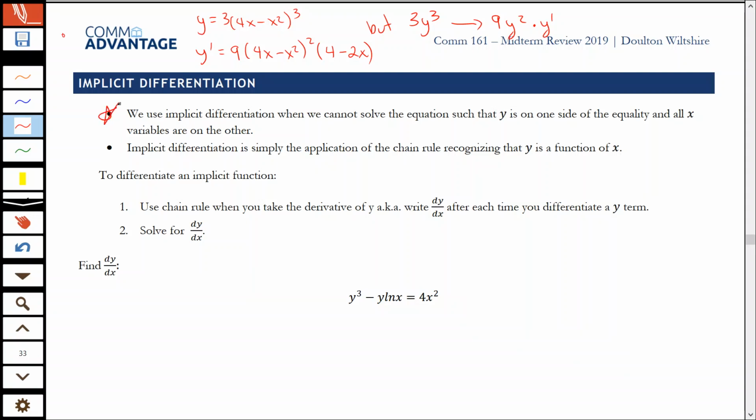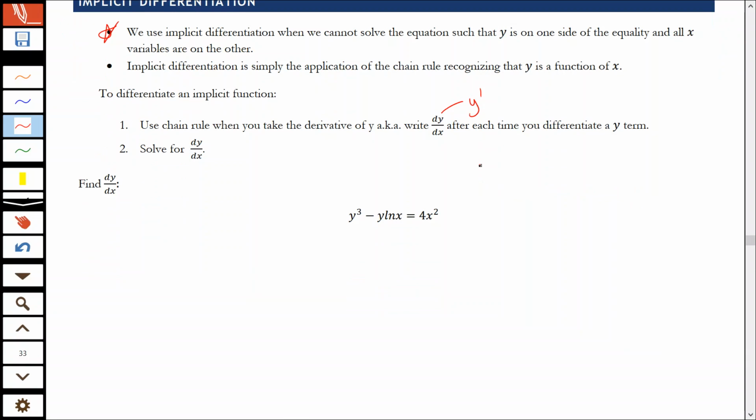So we use implicit differentiation because we can't solve the equation such that it's y on one side of the equality and x on the other. And so it's just simply us using the chain rule, recognizing that we know y is a function of x and that y prime exists, okay? So we're going to use the chain rule, and when you take the derivative of y, we're basically going to write dy dx after each time you differentiate a y term. And you can write dy dx or you can write y prime. It's whatever you like. The key here is at the end, we have to isolate for that dy dx or y prime.